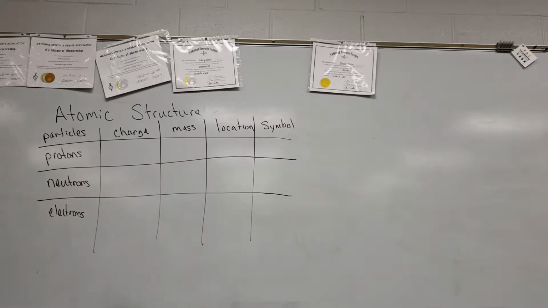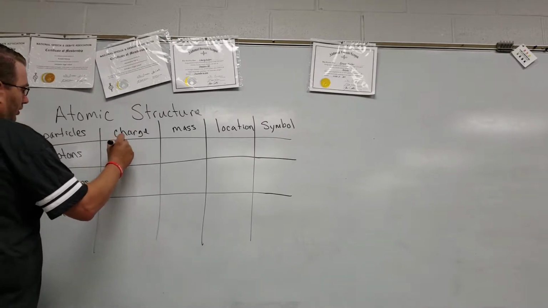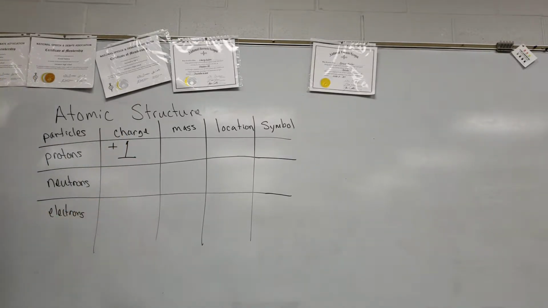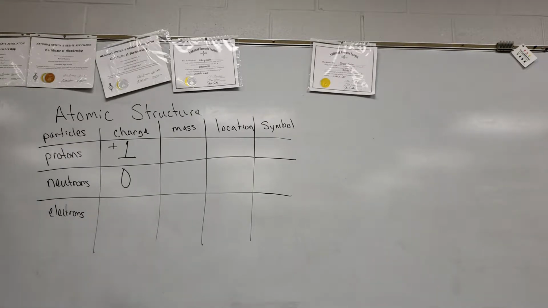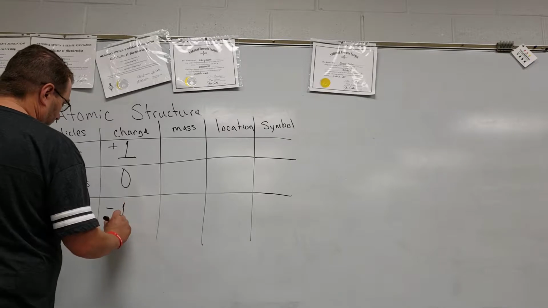What's the charge of a proton? Positive. We consider it to be a +1. What's the charge of a neutron? Zero. It's neutral. Electrons? -1.